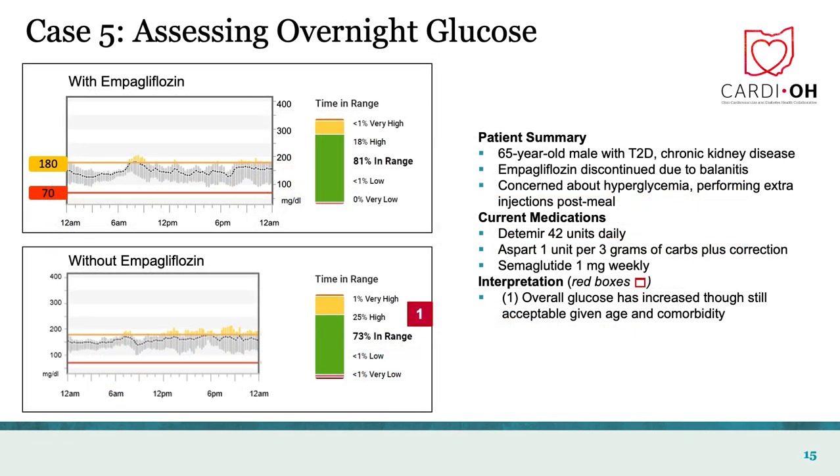And case number 5, a little bit more detail about this individual: a 65-year-old male with type 2 diabetes and chronic kidney disease. The patient had been receiving empagliflozin, but it was discontinued due to balanitis. This individual is very astute and in tune to their glucose levels and monitoring them very closely. And so they became very concerned as they started to see some hyperglycemia develop.